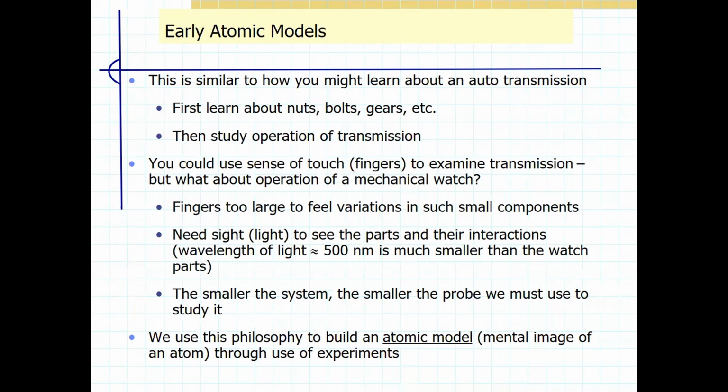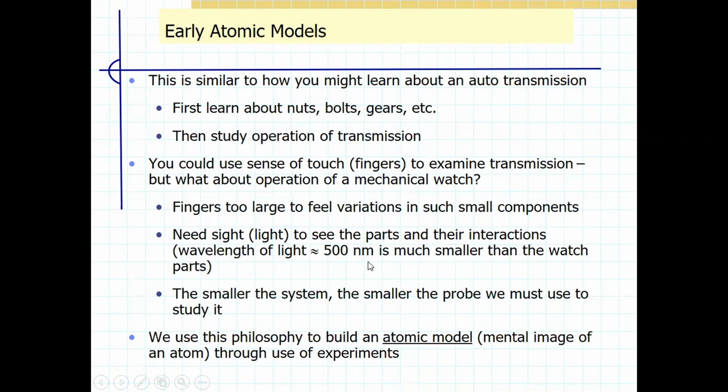It is just like an auto transmission, in which we first learn about the nuts, bolts, and gears, and then we study the transmission. Here we would like to see that we need some way to observe these things, and people generally use their fingers to examine the transmission of an automobile or a mechanical watch, but fingers become too large to study the variation of small components of a watch. So you need sight, you need light. Then light starts showing you how the interactions occur.